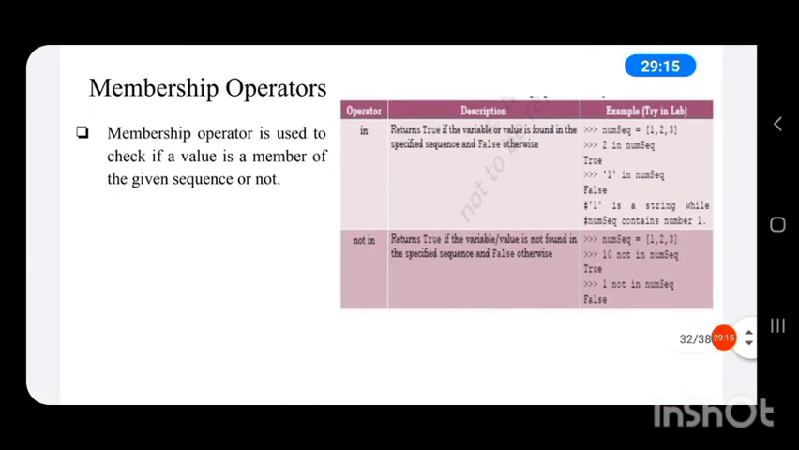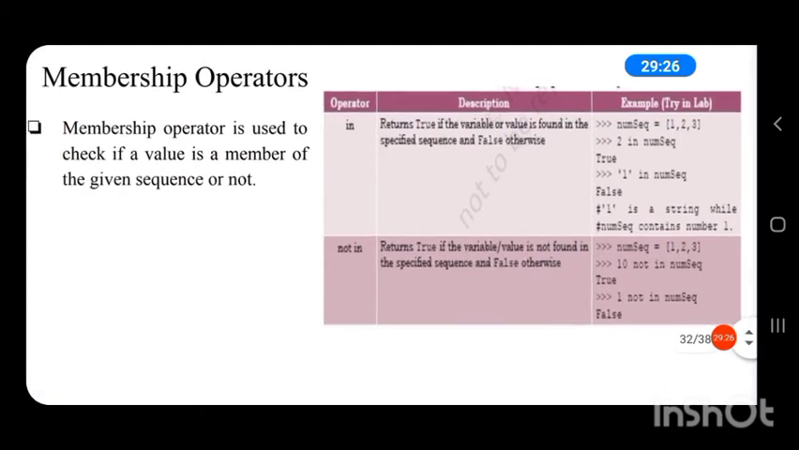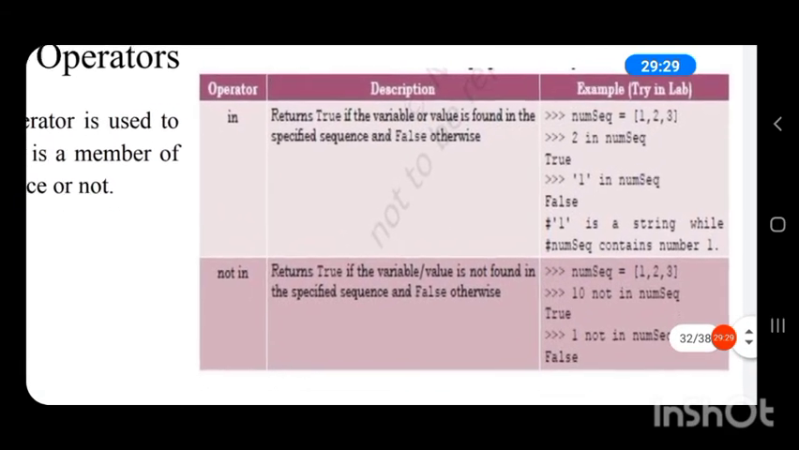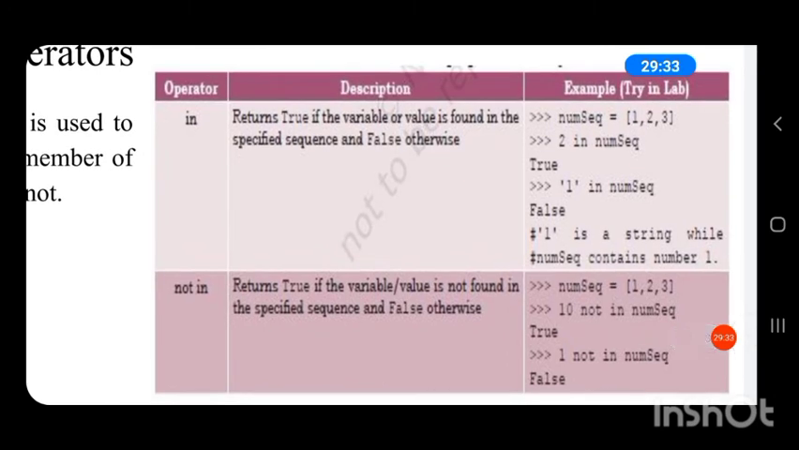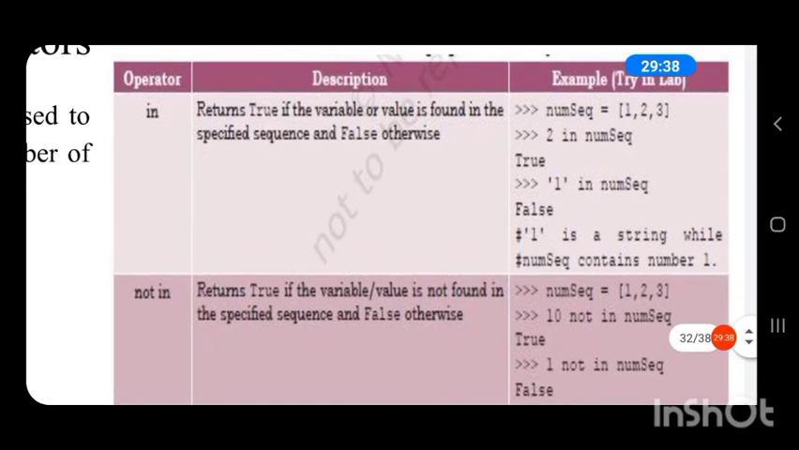Next is the membership operator. The membership operator is used to check if a value is a member of the given sequence or not. To check whether it is a member, we have two membership operators. They are the in operator and the not in operator. The in operator returns true if the variable or value is found in the specified sequence and false otherwise.